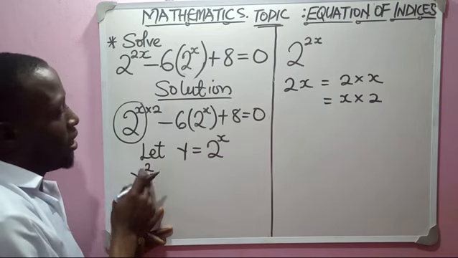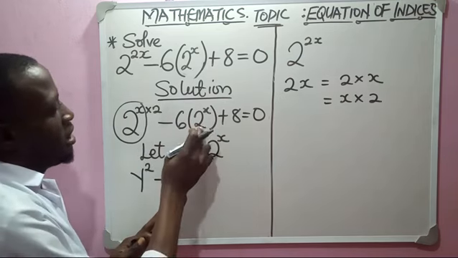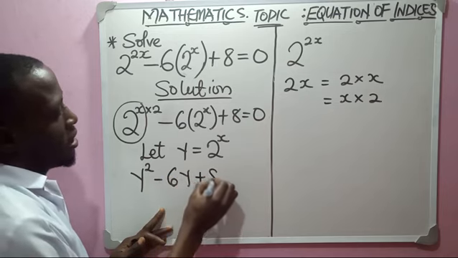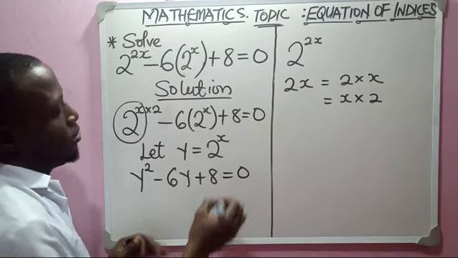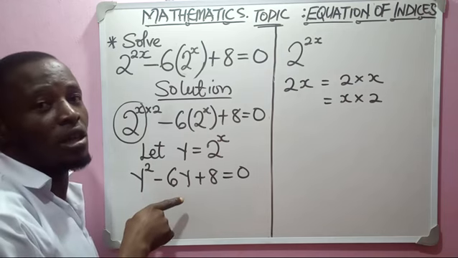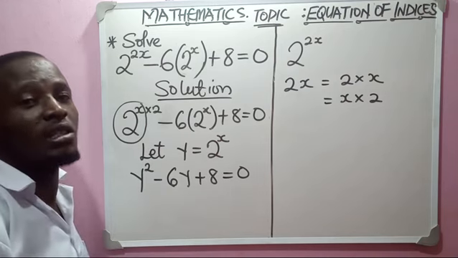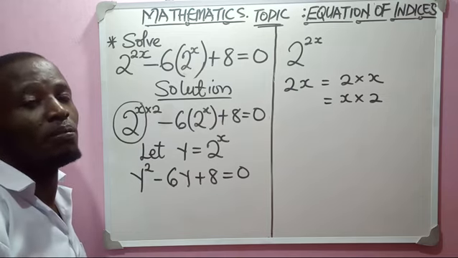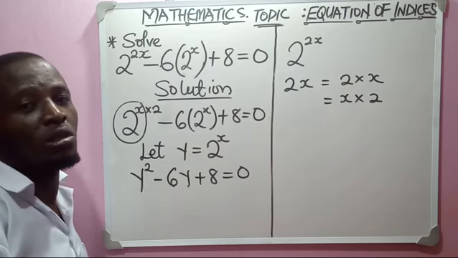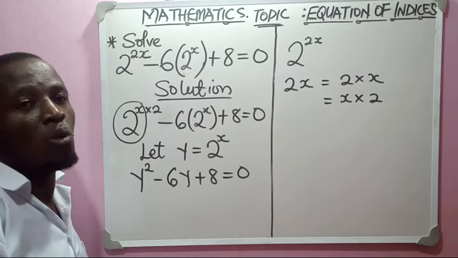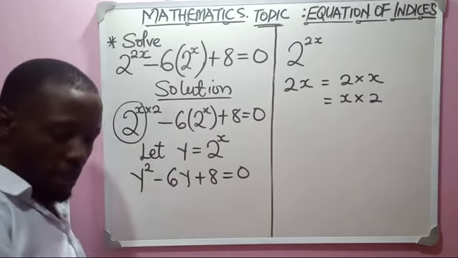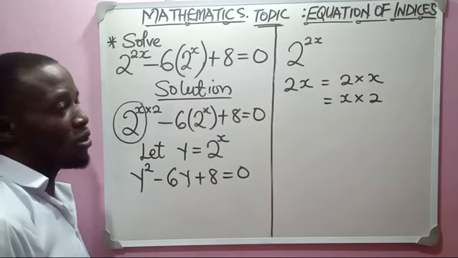This 2 is now there. Minus 6, this is represented by y. So it's going to give me minus 6y plus 8 equal to 0. Now we have landed ourselves in quadratic equations. And in quadratic equations, we have different methods of solving them. We have factorization method, completing the square method, graphical method, formula method, and so on. But for now, I would like to use factorization method.